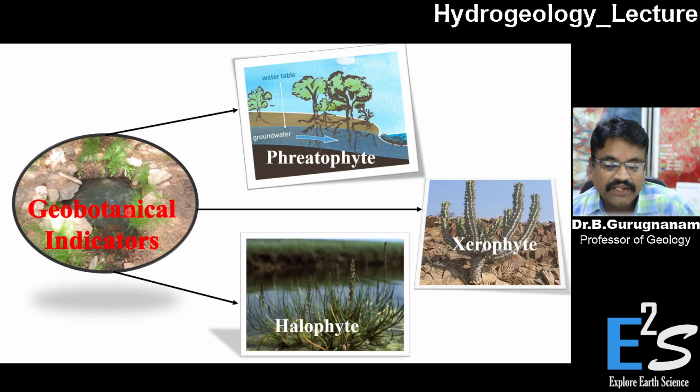And geobotanical indicators like phreatophytes: normally the vegetation will grow up to the groundwater level. The root will go up to groundwater in the subsurface, as the phreatophyte is normally formed in the saturated zone region. And halophytes even grow over the water itself, and xerophytes where there is no water. So there are normally three major types. Phreatophytes, where the root goes to the saturated zone, halophytes in surface water, and xerophytes, where the plant grows where there is no water.